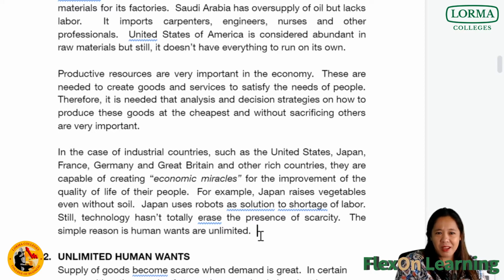It doesn't have a brain. It cannot think for your assignments. It cannot take your quizzes. And so the next thing you will desire is how I wish this robot is going to have the brain. Things like that. So our wants are unlimited.